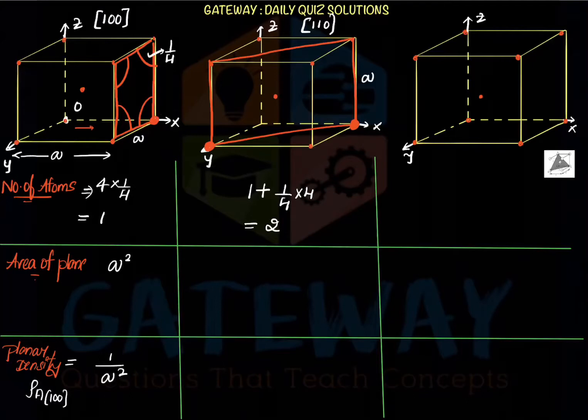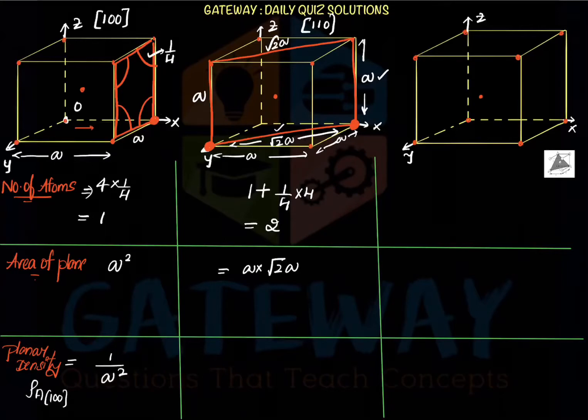This side will be A, and also we know this side is A and this side is A, and this diagonal will be root 2A by Pythagoras theorem. And if you can observe this plane, the area is like a rectangle, and the area will be A into root 2A. Since this is the side A and again this is the root 2A, this is like a rectangle having sides A and root 2A.